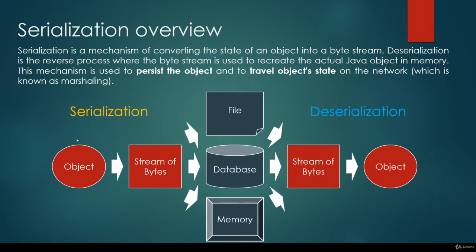So we have the objects, so the instantiated Java classes. With the help of serialization, we end up with a stream of bytes that can be persisted into a file, into a database, into memory, whatever. Then deserialization is the process when we take the byte streams and convert them back into objects. So this is serialization, and the reverse process is the deserialization.